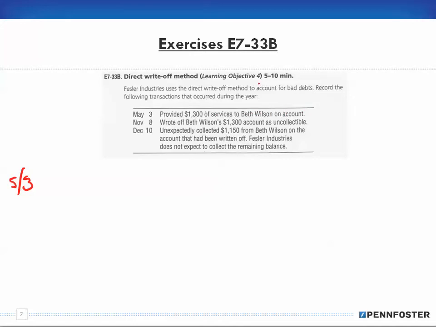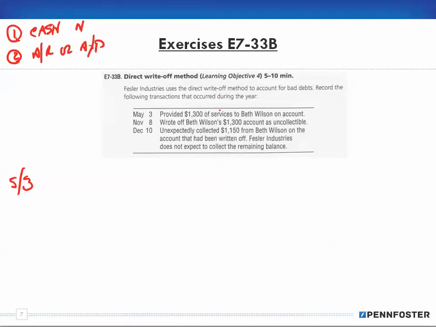Okay, so remember, when we're making journal entries, go back to the theory videos if you don't know how to make journal entries. There's a couple of videos there that explain my thought process for making journal entries. So the first question I ask myself is, am I affecting cash? And in this case here, no, I'm not, right? So I ask myself the second question, am I affecting accounts receivable or accounts payable?